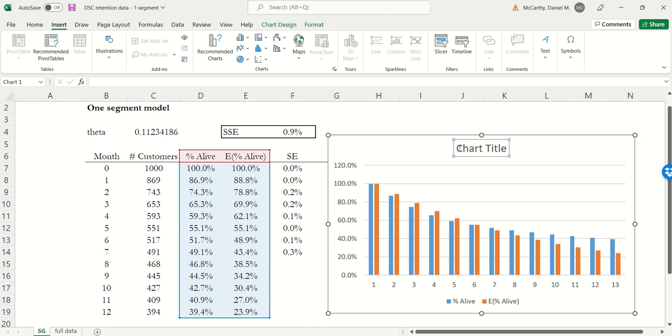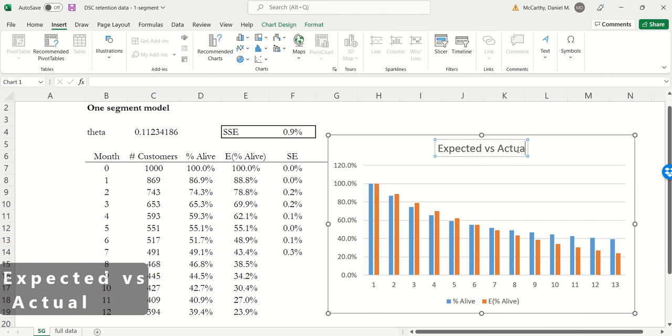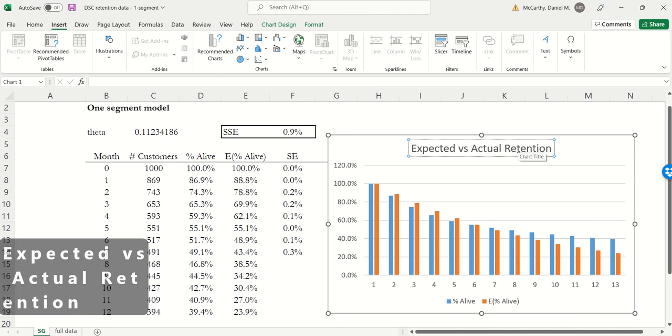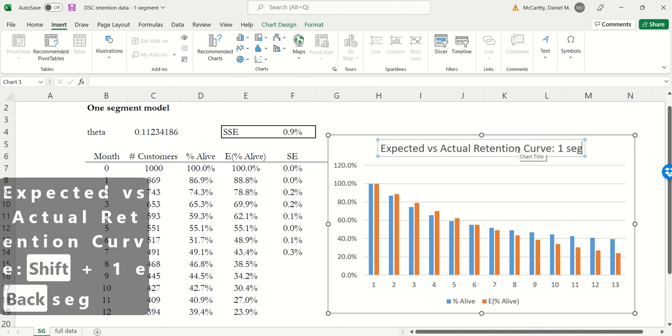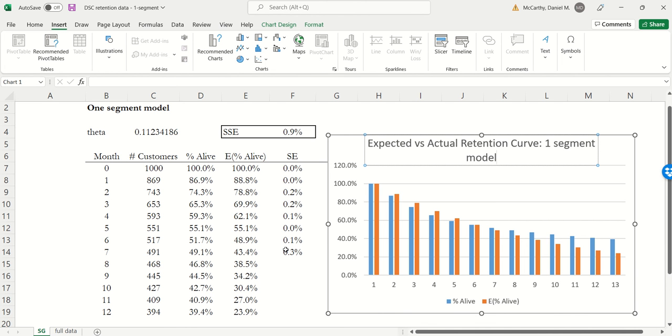So I'm just going to put this over here. Expected versus actual retention curve, one segment model. And yeah, I could prettify this chart, but we don't need to go any further than this. So hopefully this whole process makes sense. This allows you to be able to implement the one segment model.